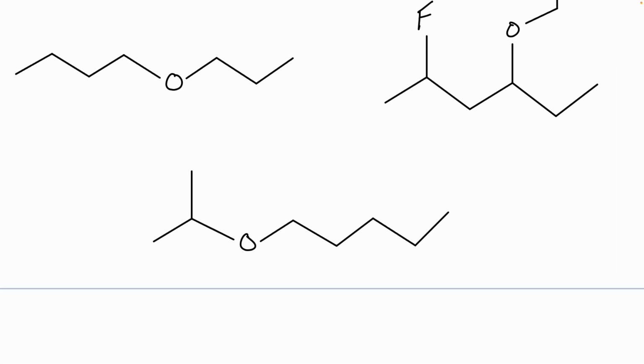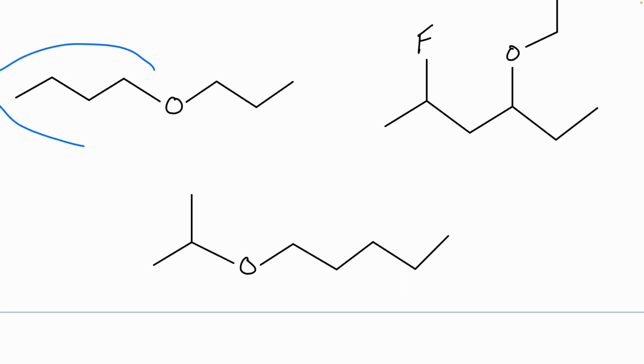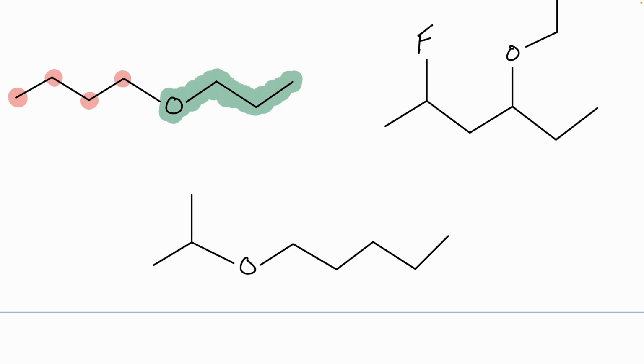So I'm going to look at this molecule here. I've got to first figure out which chunk is my parent chain. The one on the left or the one on the right? The larger fragment would be considered the parent chain. So that'd be these 1, 2, 3, 4 carbons here. Then this ether group here, this whole thing, is considered to be my substituent. I've got these 3 carbons, so this would be a propoxy group.